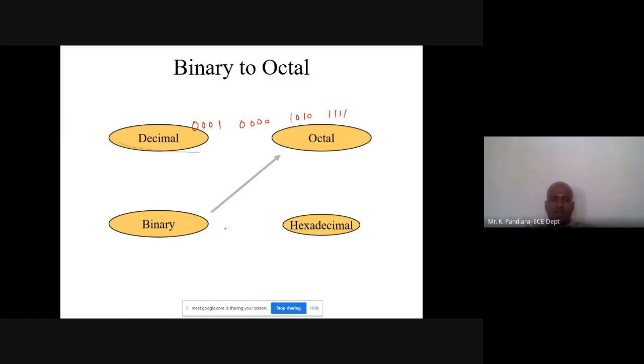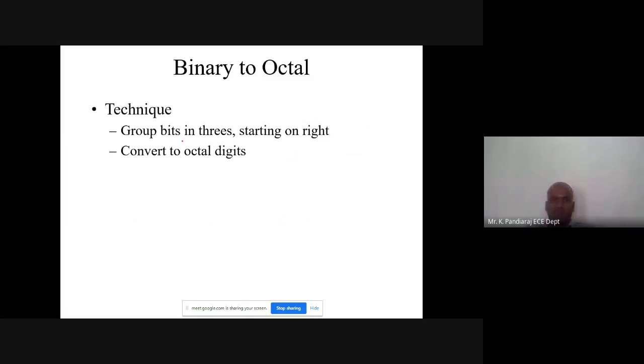Now, binary to octal. Some binary numbers will be given and we are going to convert them into octal. For octal and binary representation, we need a 3-bit representation. So have a look at this. Group bits in threes. Some numbers will be given, and we are going to group the numbers by 3 bits from the LSB side.